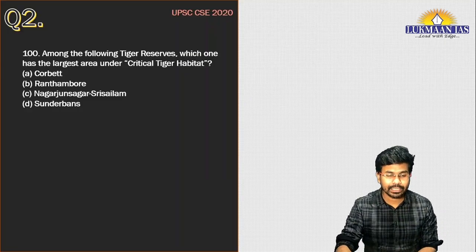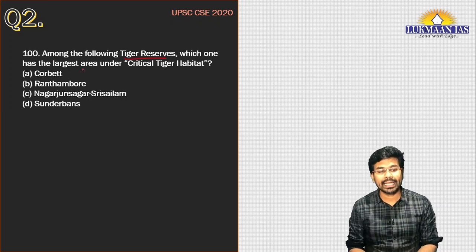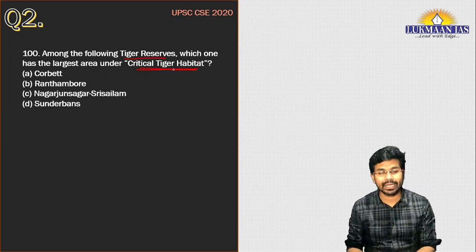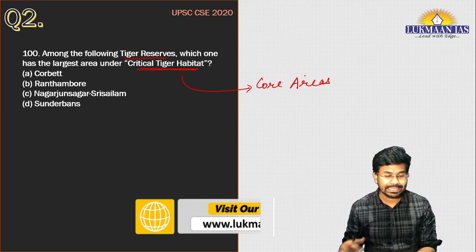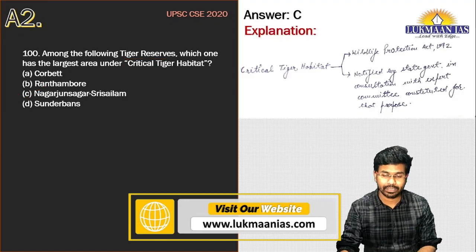Now let us take another question. This question says, among the following tiger reserves, which one has the largest area under critical tiger habitat? So what do we mean by critical tiger habitat? These are known as core areas of a tiger reserve. So let us see the definition and then we will solve the question, although the answer is option C.